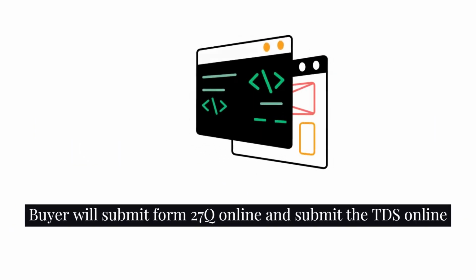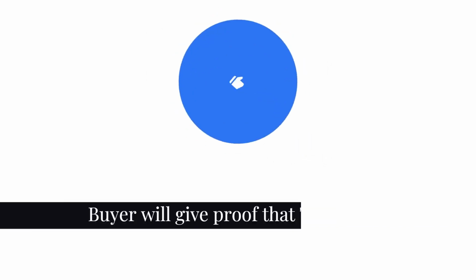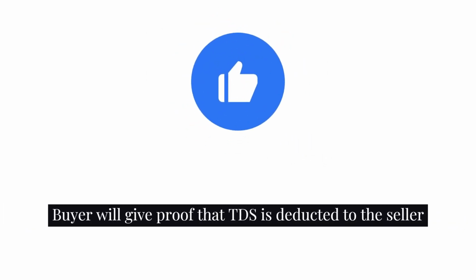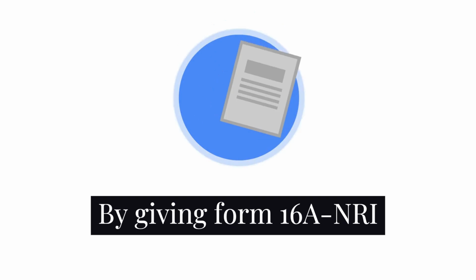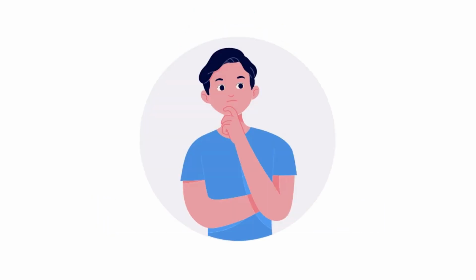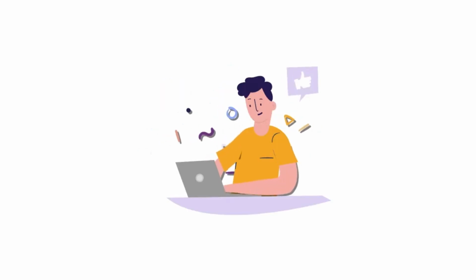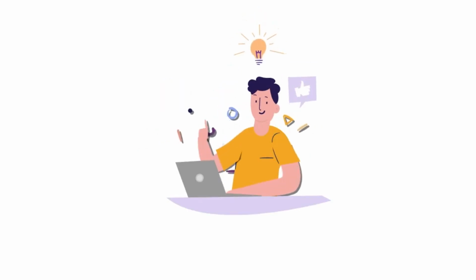Buyer will submit Form 27Q online and submit the TDS online. Buyer will give proof that TDS is deducted to the seller by giving Form 16A for NRI. In case TDS is not deducted or deposited, the government will catch hold of the buyer and the buyer must deposit it. Hoping that we have cleared all queries on TDS to be deducted by buyers.